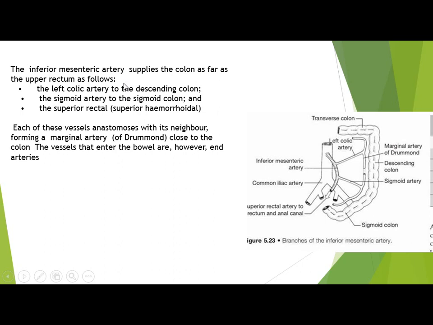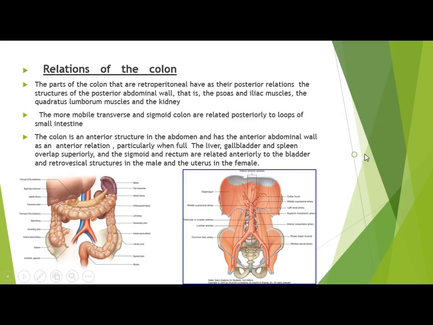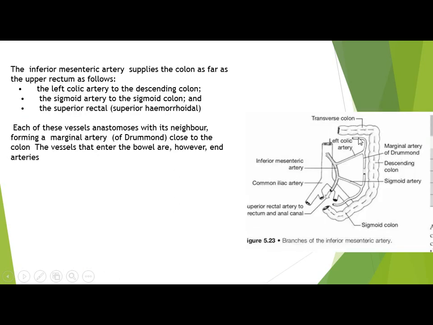The inferior mesenteric artery supplies the colon as far as the upper rectum. It is slightly to the left, but the superior mesenteric artery was slightly to the right. The first branch of the inferior mesenteric is the left colic, which gives the ascending and descending branches. The second is the sigmoid branch to the sigmoid colon, and the last is the rectal branch, which gives the superior hemorrhoidal branch to the rectum.